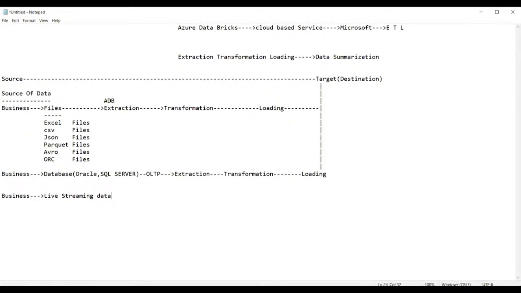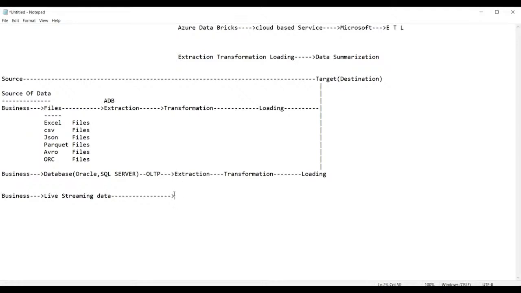Suppose that an India versus Pakistan match is going on. You will get the live streaming. Am I right or not? Yes, guys. That is all called live streaming data. Even the live streaming data we pull in here as it is. And this process is called again extraction. We perform the extraction on this data.